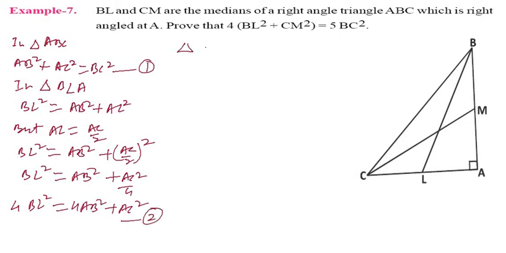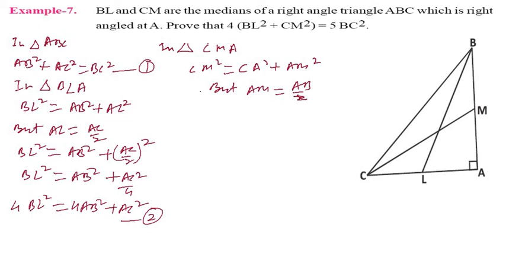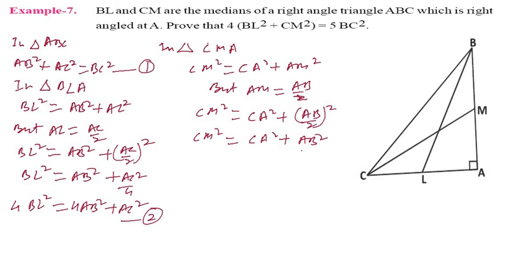Now come to the triangle CMA. Here CM square is equal to CA square plus AM square. But AM is equal to AB by 2, so put the value. So CM square will be equal to CA square plus (AB upon 2) whole square. Now CM square is equal to CA square plus AB square upon 4. Multiply by 4. So 4CM square is equal to 4CA square plus AB square. So that is the third equation.